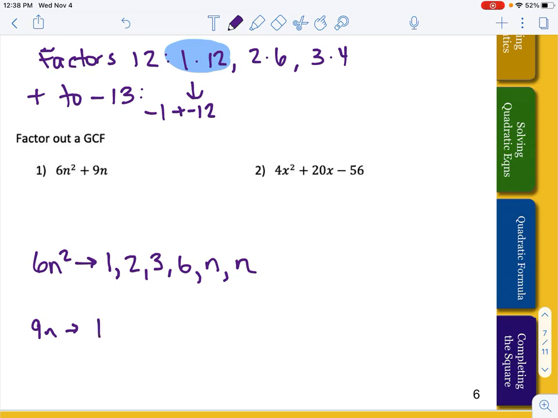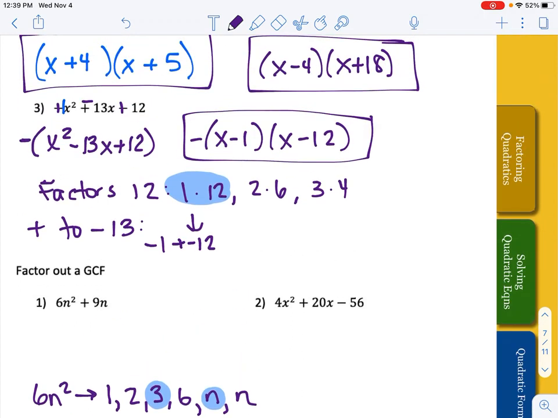For the factors of 9, notice I'm putting them in numerical order, not in the order like the factor tree. This helps us view them easier. They are 1, 3, 9, and n. So the biggest number in the order is my greatest common number factor. And if there are shared variables between every term, you can also use that as the greatest common factor. So the GCF, greatest common factor of this, is 3n.